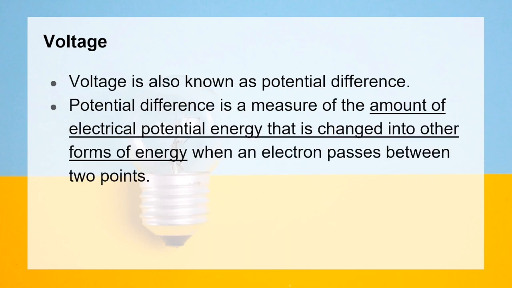Voltage is also known as potential difference. Potential difference is a measure of the amount of electrical potential energy that is changed into other forms of energy when an electron passes between 2 points in the circuit. This may sound very confusing to some of you, so let's take a look at the next few slides for a more detailed explanation.